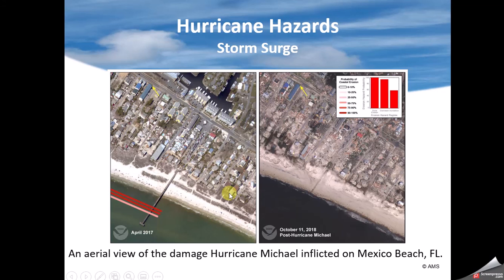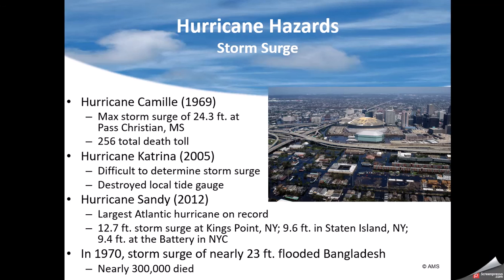Look at it before, look at after, and how the water literally got all the way back to that road and in there. So if anybody had been living in this area, you can see the destruction that occurred. This was Michael. Camille brought a tremendous storm surge. Sandy, the largest Atlantic hurricane on record in size, had a 12.7-foot storm surge at Kings Point, New York.